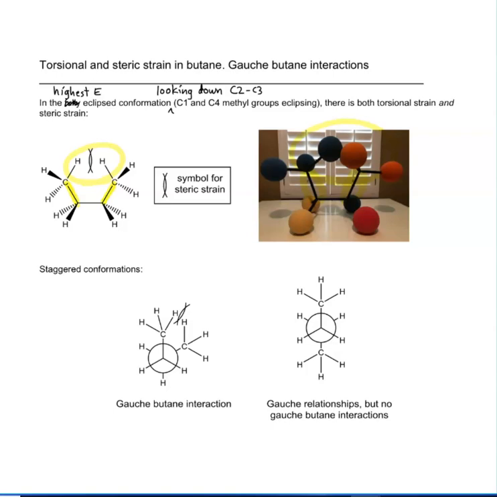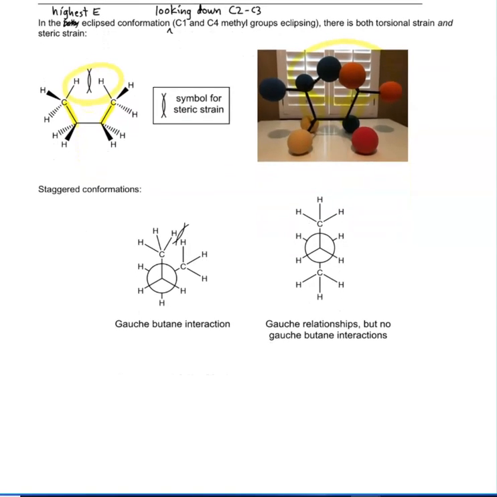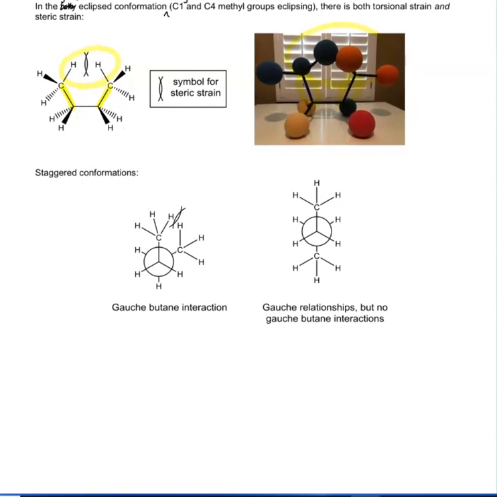So in the highest energy eclipse conformation, there's both torsional strain and steric strain. Now let's think about the staggered conformations. The staggered conformation on the left corresponds to conformations B and F from the previous page. So both of them have the same energy.